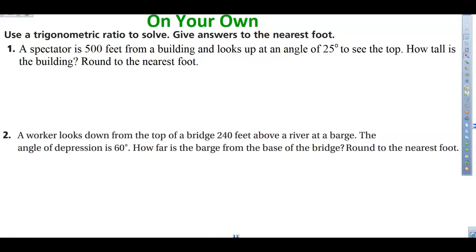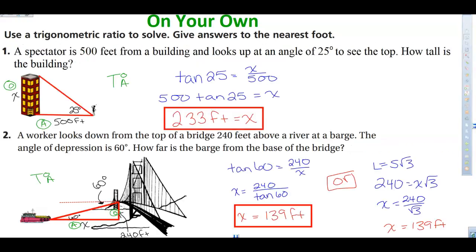All right, let's go ahead and check our answers for these first two. When we look at the first one, we have a spectator who is 500 feet from a building. That is a horizontal distance. He looks up at an angle of 25 degrees to see the top of the building. How tall is the building? So we're using tangent here.